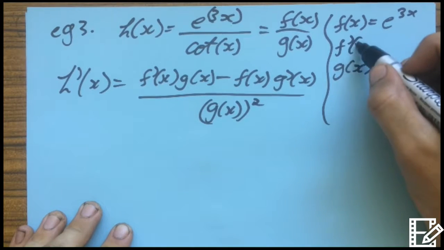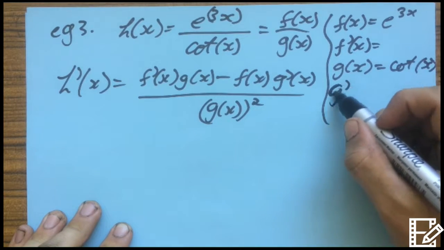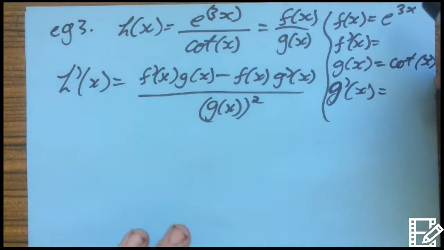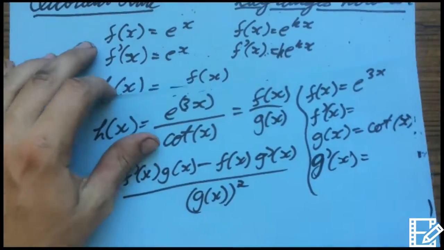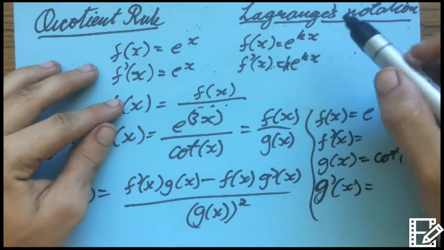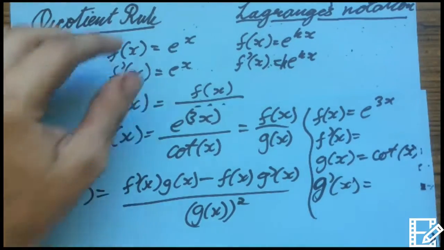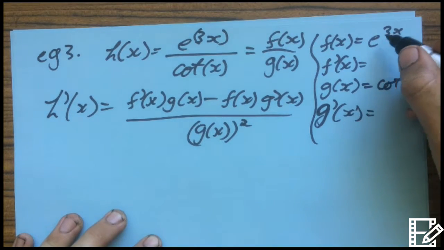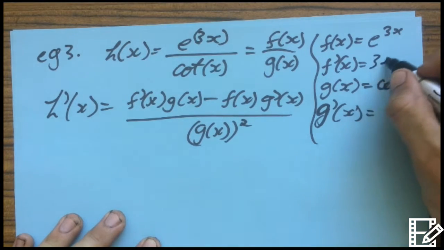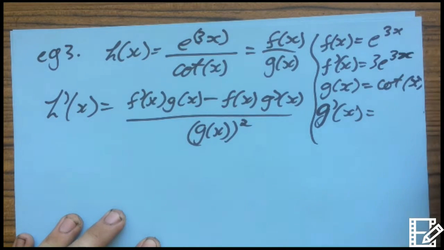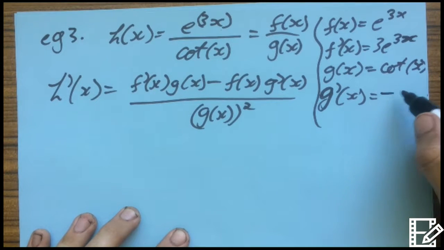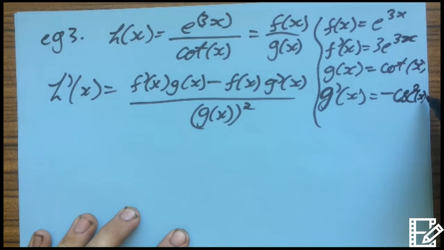So again, we have to find the derivative of f(x) and the derivative of g(x). For the derivative of f(x), before we had e to the power of kx. When you derive that, you get ke to the power of kx. Just like the k being a number, when you have e to the power of 3x, the derivative is 3e to the power of 3x. And the derivative of cotangent x is negative cosec squared of x.